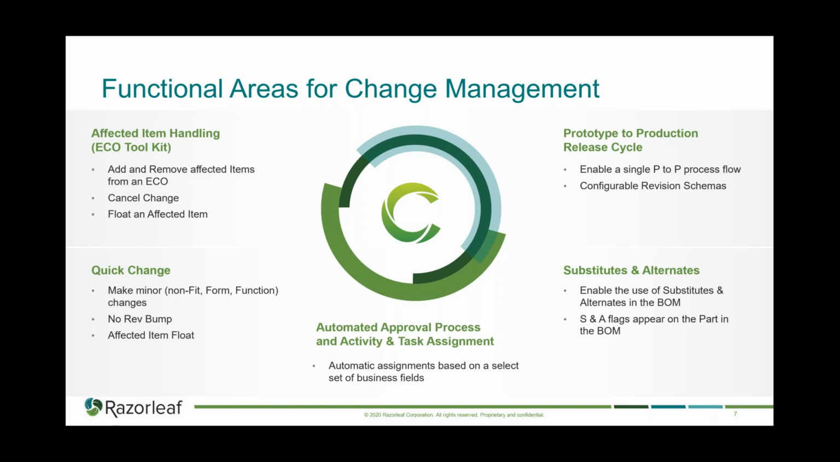So when you cancel an ECO, it could go in and remove all the affected items. It also allowed you to add affected items in an easier fashion. And then for those of you who have specialty behaviors around the floating of an affected item, which is really how the revision control works to a change order and its parts and BOMs, that is also a part of that enhancement.